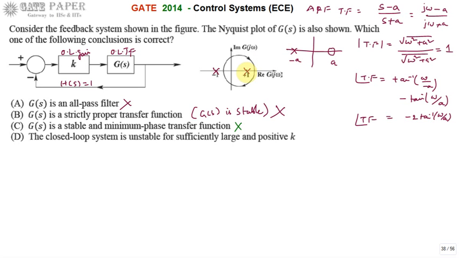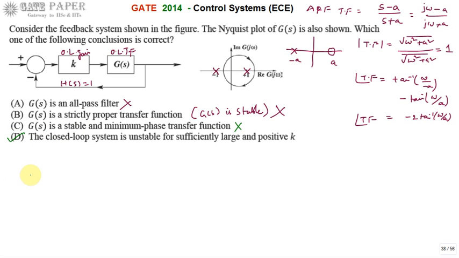The requirement of a minimum phase transfer function is that all the poles as well as zeros should lie on the left half of S-plane. So C is also a wrong answer. Now move on to D. Closed loop system is unstable for sufficiently large and positive values of K. So obviously D is going to be the right answer since A, B, C are wrong answers.